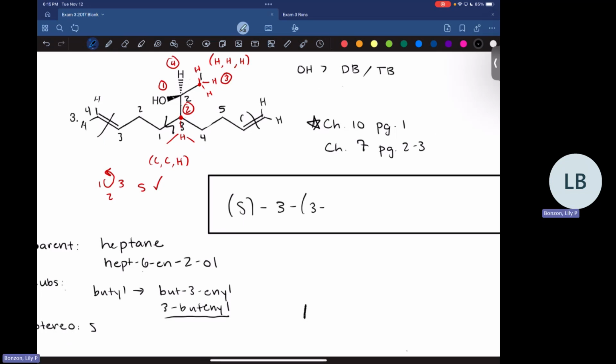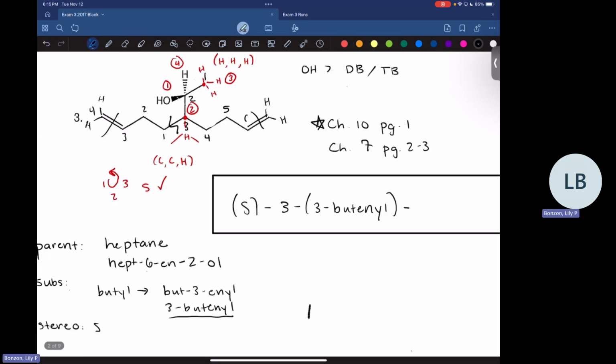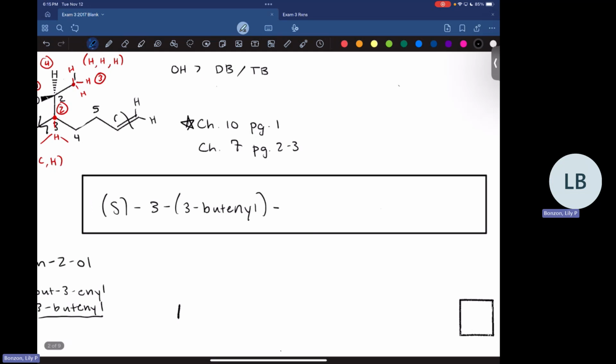And then in parentheses, 3-butenyl. And then our parent name was kept 6-ene-2-ol.